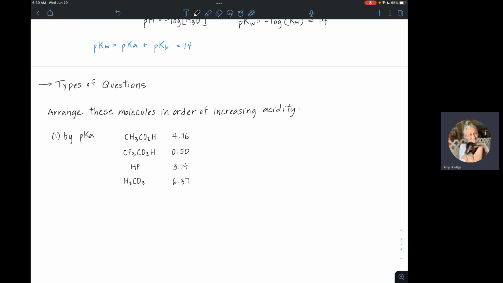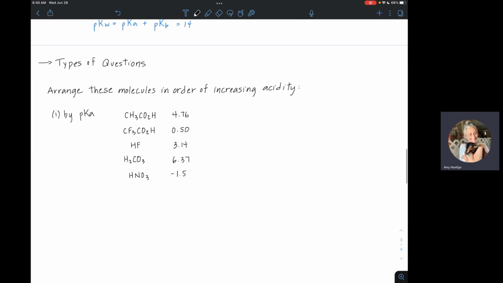And then we'll take a strong acid where we've got a pKa that's less than 1. So it's like negative 1.5-ish for nitric acid. So now we're going to arrange these molecules in order of increasing acidity. The one with the lowest pKa value gives you the highest Ka value, which means more complete ionization. So our strongest is going to be this one.